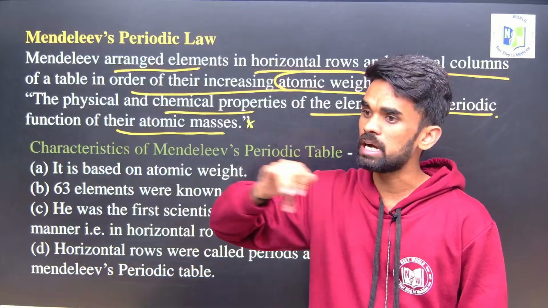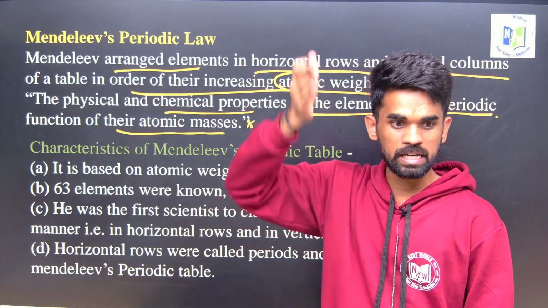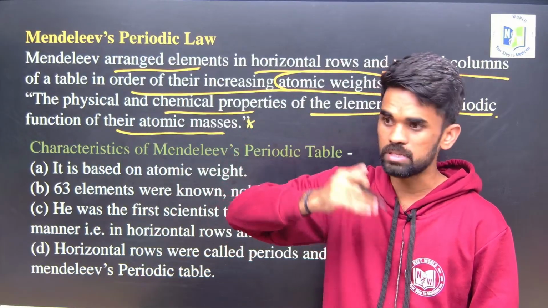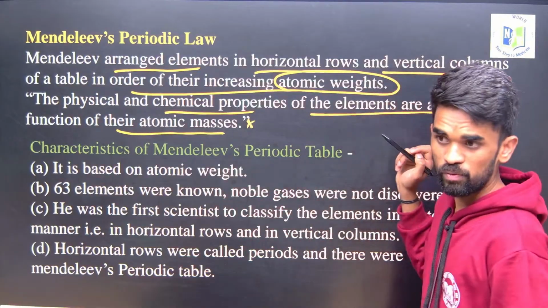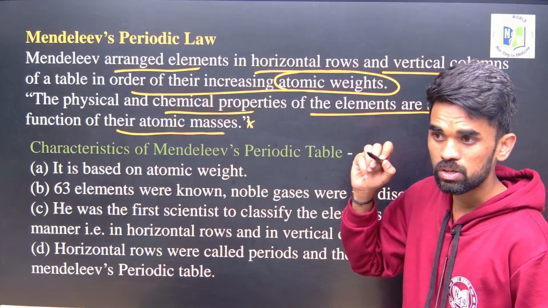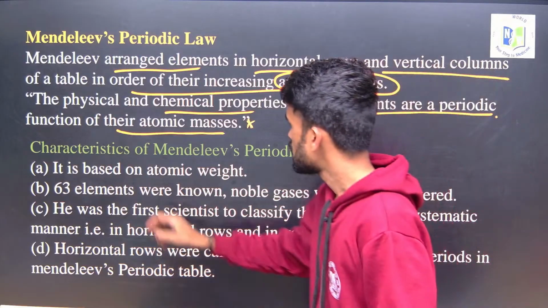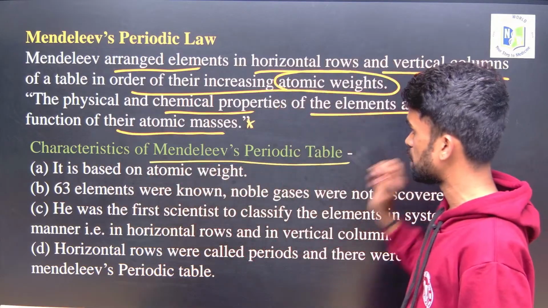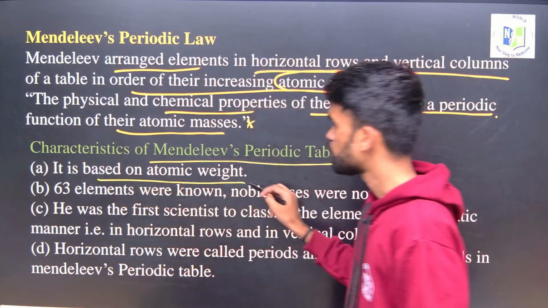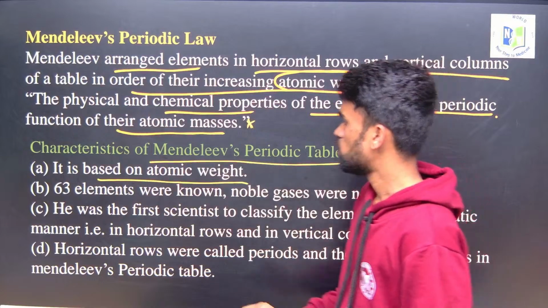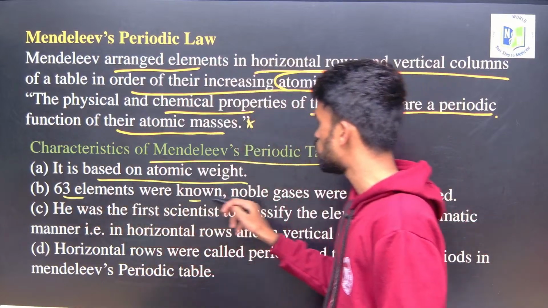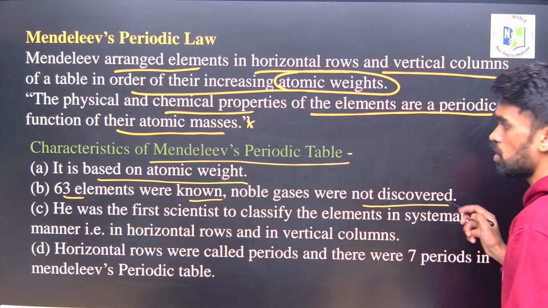Rows are called periods, and the vertical columns are called groups here. So now we have two terms, periods and groups. So, the characteristics of Mendeleev's periodic table. It is based on atomic weight, in increasing order of their atomic weights. Now, 63 elements were known at that time, and noble gases were not discovered.